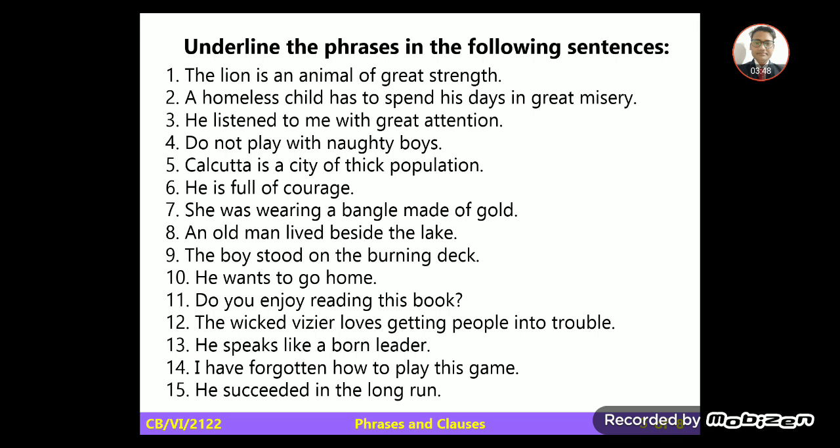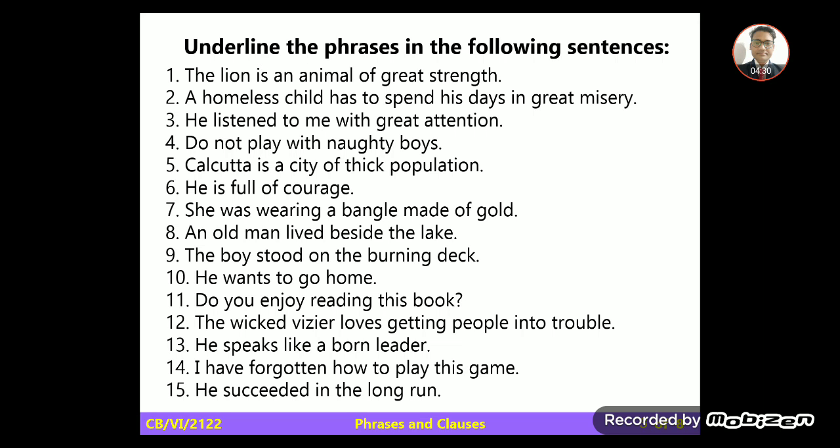Now let's see the first example. The lion is an animal of great strength. Here, find out the phrase. The lion is an animal of great strength. Of great strength, that is a phrase. Number two, a homeless child has to spend his days in great misery. So, a homeless child has to spend his days, that is a clause, and later the extra words are given. Those are in great misery. In great misery, that will come as a phrase.